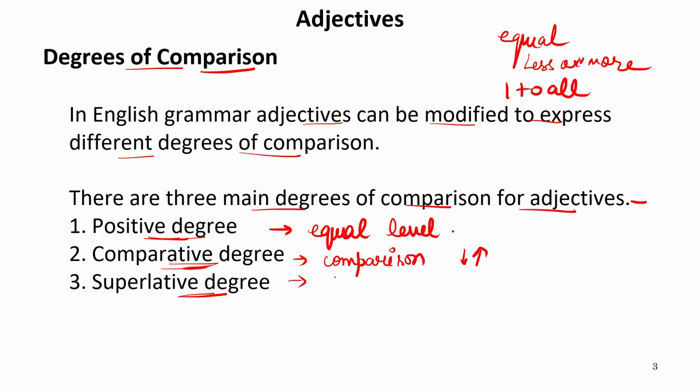And when we compare one to all, for example, if I say A is the best person in this world, so A is compared with all the people in the world. So this is the level in which one is shown the highest, that is called superlative degree of adjective. So these are three degrees of adjectives which we are going to discuss in this session. This is very interesting and very simple. So let's begin.